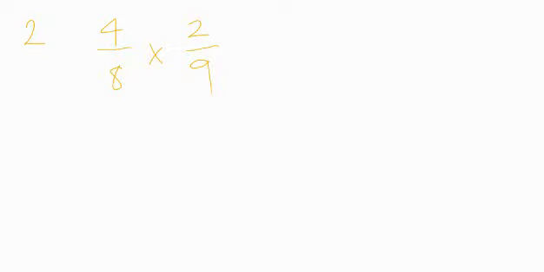And to see this in action, all we have to do is multiply across for the numerator, which is 4 by 2, which is 8. Multiply across for the denominator, which is 8 by 9, which is 72.